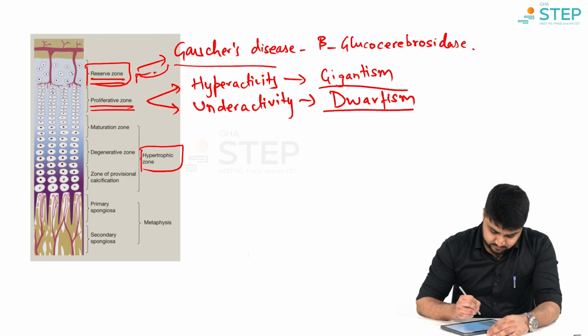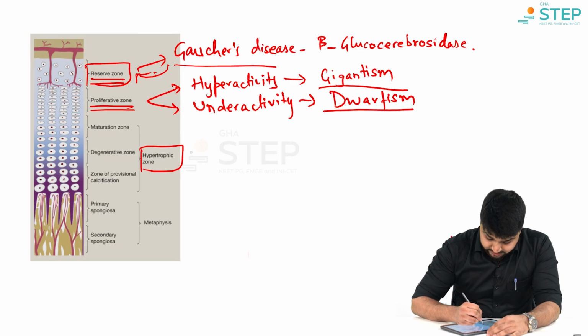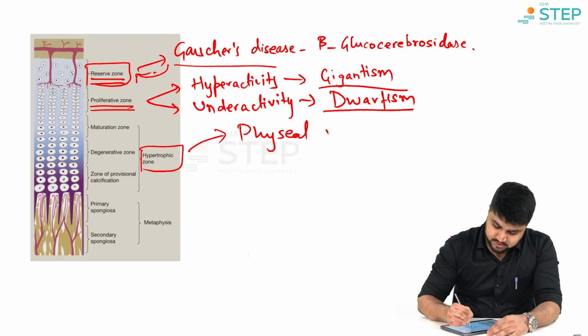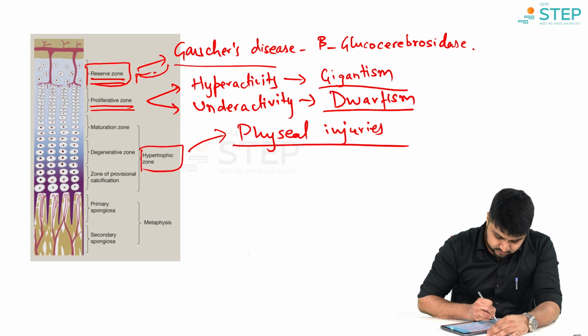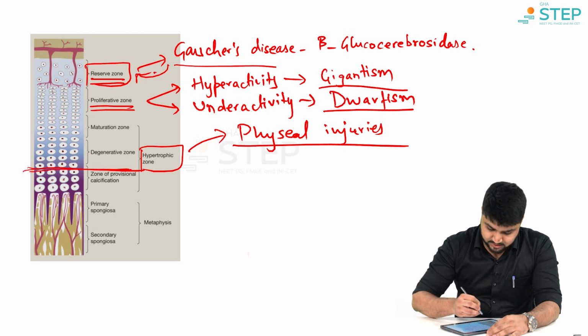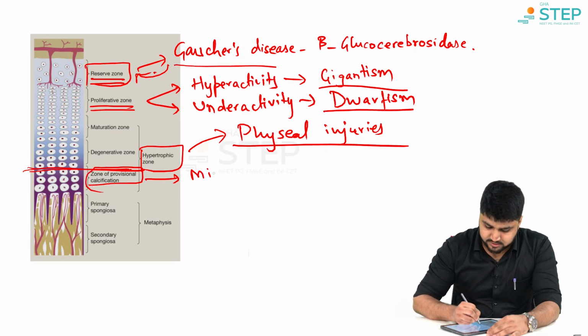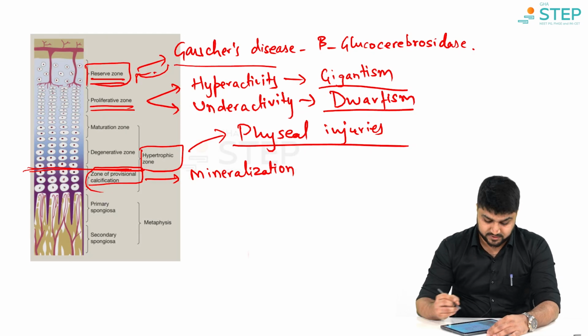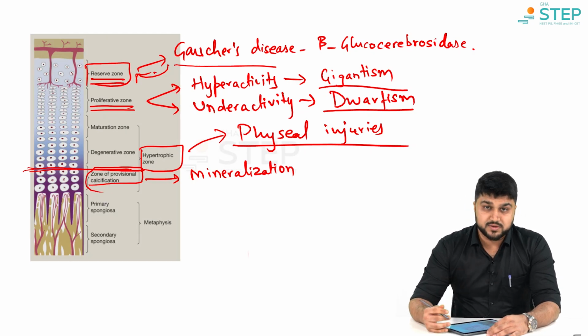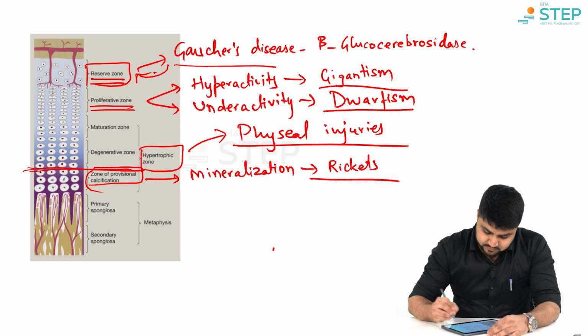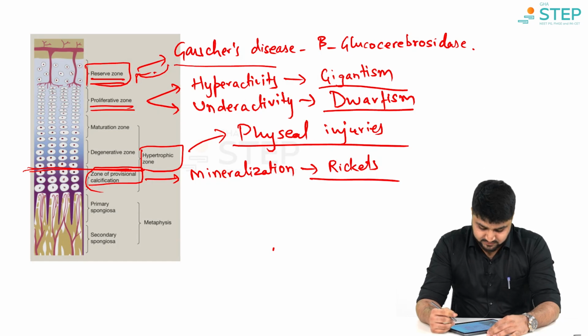In the hypertrophic zone, what you have to remember, and why you need to know that this is the important zone, is, first, all the physeal injuries occur in the hypertrophic zone. Physeal injuries basically pass through the zone of provisional calcification. And the second important thing is, as we know, in the zone of provisional calcification we have mineralization that occurs. So, any disorder of mineralization can affect this zone, and the important one that we remember is vitamin D deficiency or rickets. So, rickets will also affect the zone of provisional calcification.